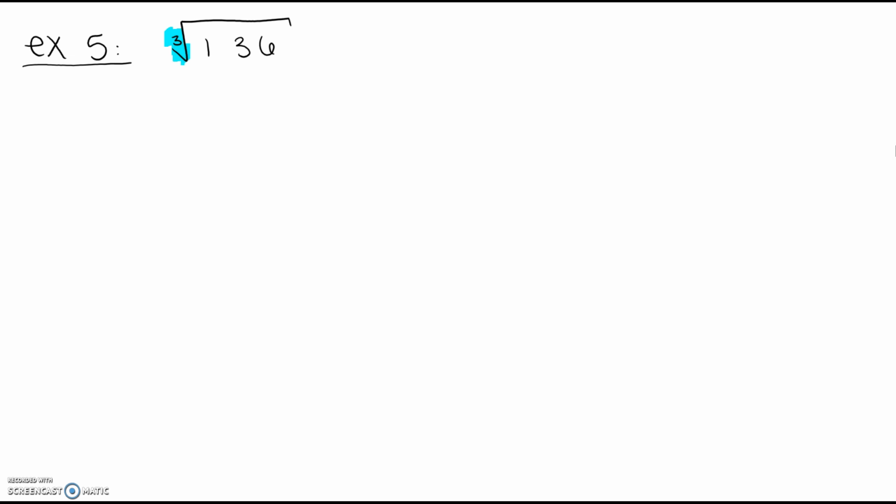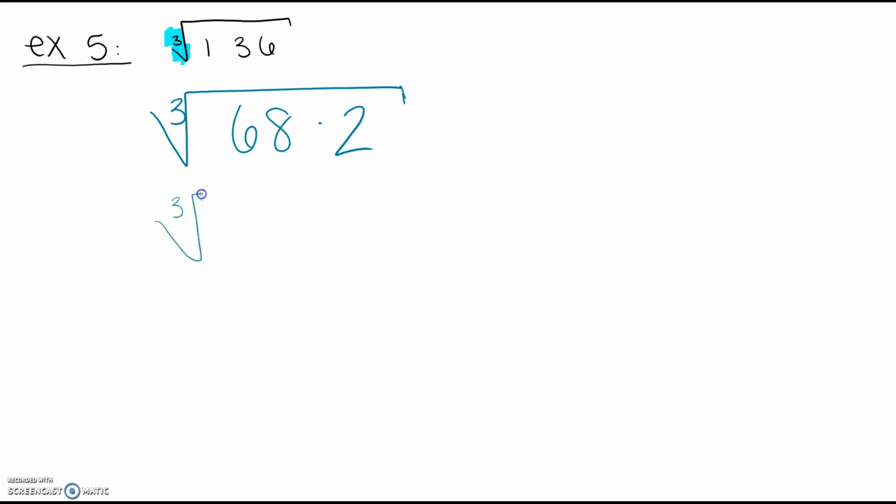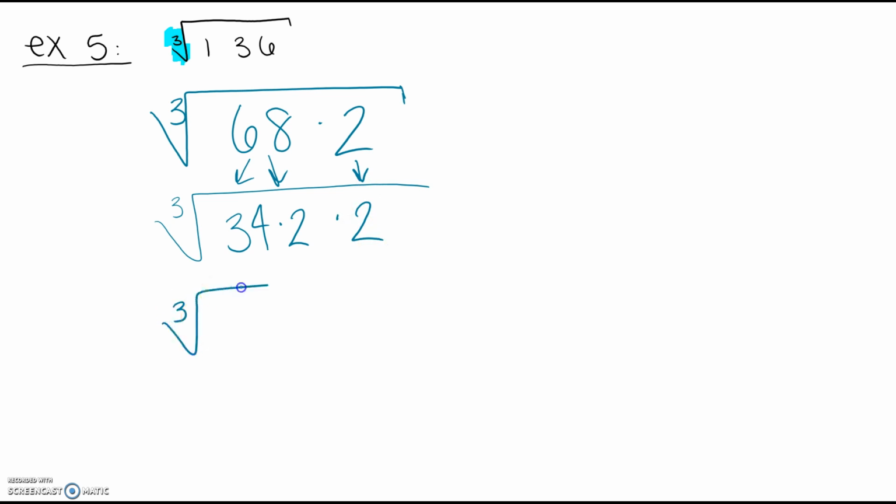So cubed root of 136, same idea. Looking for groups of 3. So what times what gives me 136? Well, 68 times 2. It is an even number. And then we need 3 of the same thing. So factor. What multiplies to 68? 34 times 2. Bring down this 2. Still don't have 3 of the same number, so we keep factoring. What multiplies to 34? 17 times 2. And then make sure you bring down these 2s.